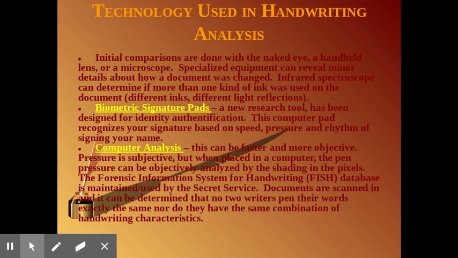So there is the Forensic Information System for Handwriting, which is acronym FISH. It's a database. It's maintained by the Secret Service. Documents are scanned into it and can be determined that no two writers pen their words exactly the same, nor do they have the same combination of handwriting characteristics. So your handwriting is pretty unique to you.